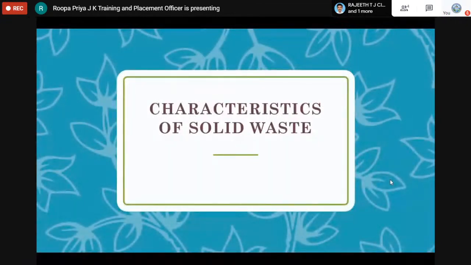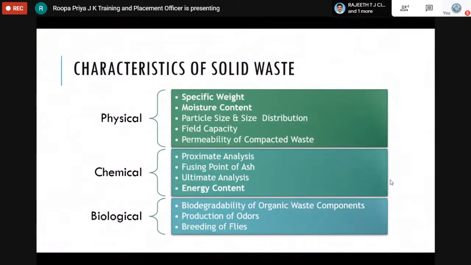The characteristics of solid waste. It is very important for us to understand the various characteristics of solid waste. There are three different characteristics of solid waste. We can also call them the three different properties of solid waste.